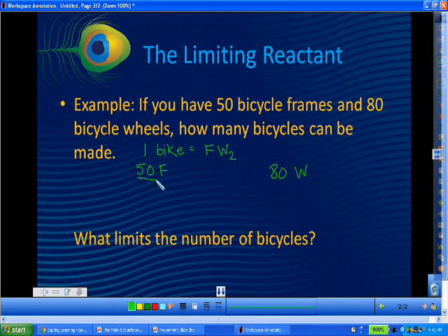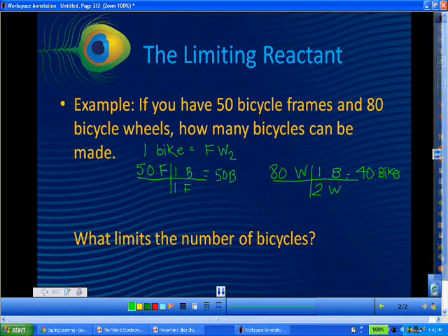So let's take a look at this one. We're going to use a dimensional analysis to make a conversion. We know that there's one frame for one bike. So we can make 50 bikes out of 50 frames. And then here we know that there's 2 wheels on every one bike. So we could only make 40 bikes with 80 wheels.